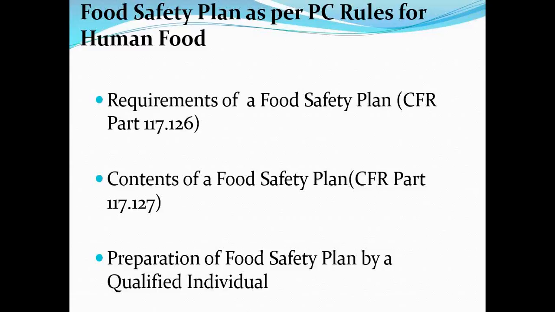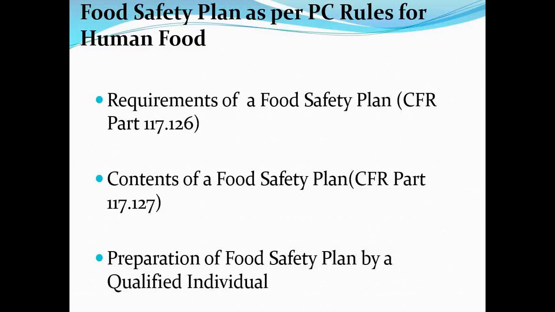And the plan must be designed to identify and significantly minimize or prevent hazards in order to prevent illness or injury. It requires some knowledge of hazards associated with the product, the process, and what preventive controls can be used. It definitely requires a lot of technical knowledge. And the FSPCA, the Food Safety Preventive Control Alliance, has developed a course, and this course is one way to meet the requirements for a preventive control qualified individual.